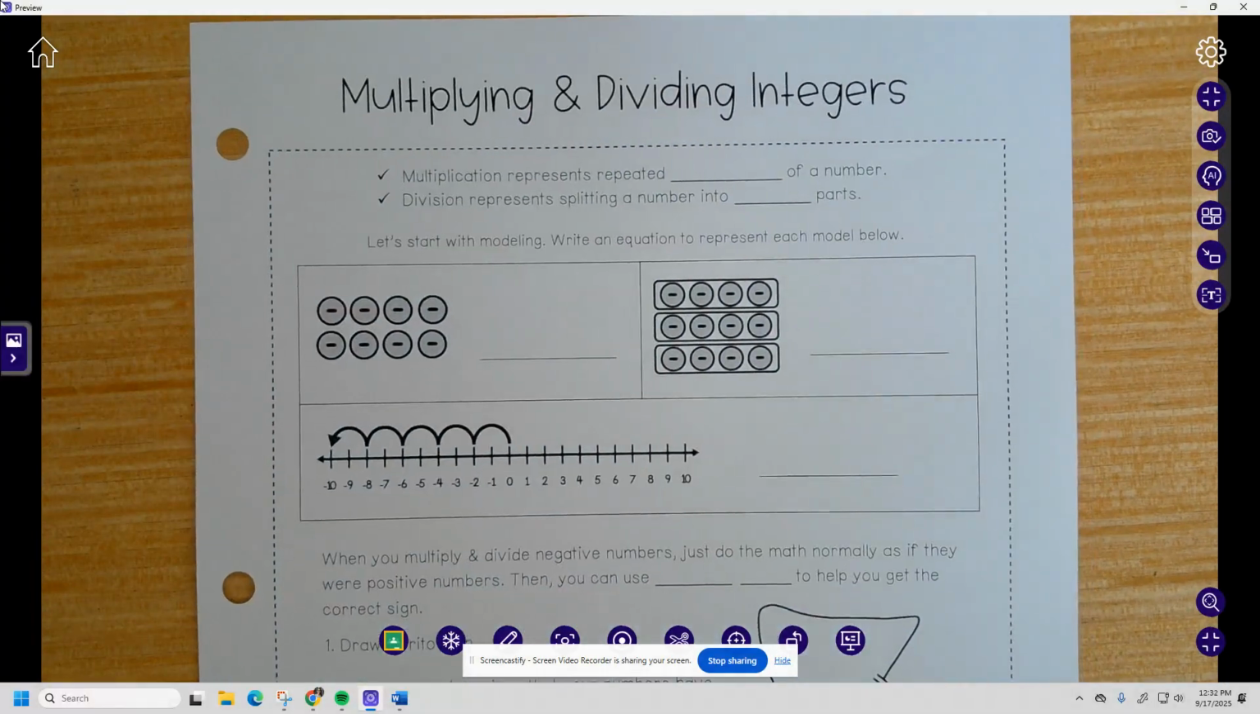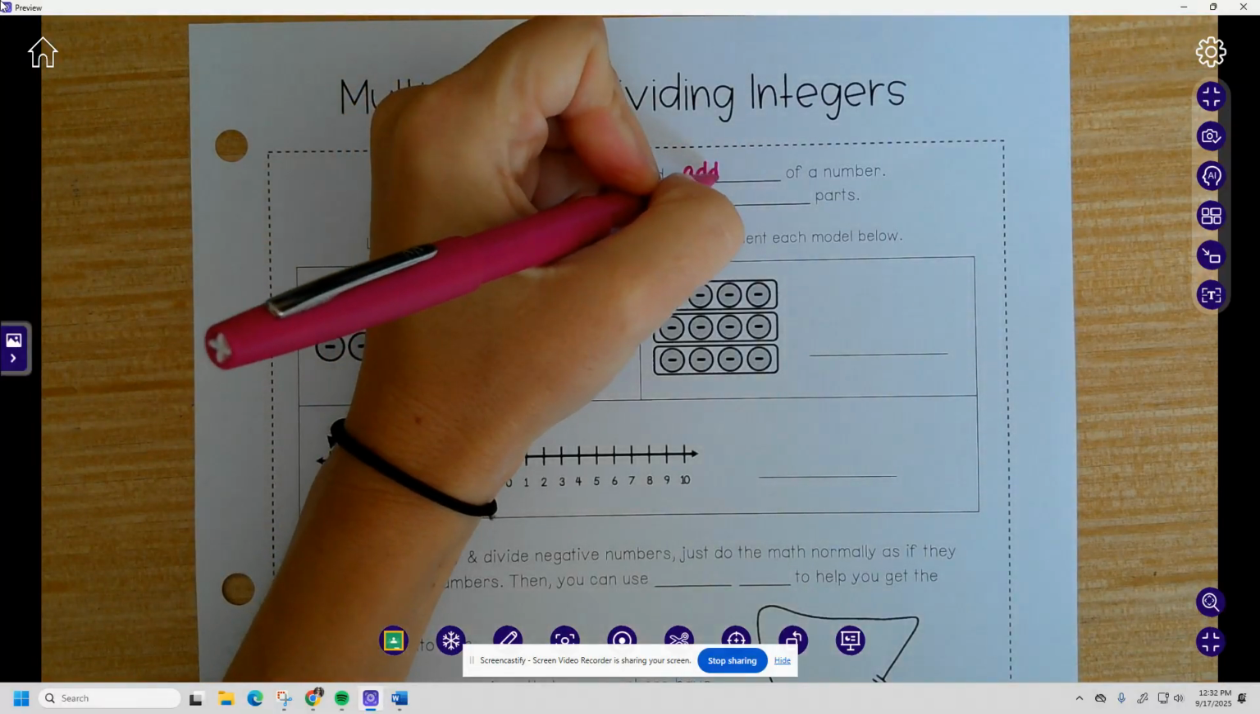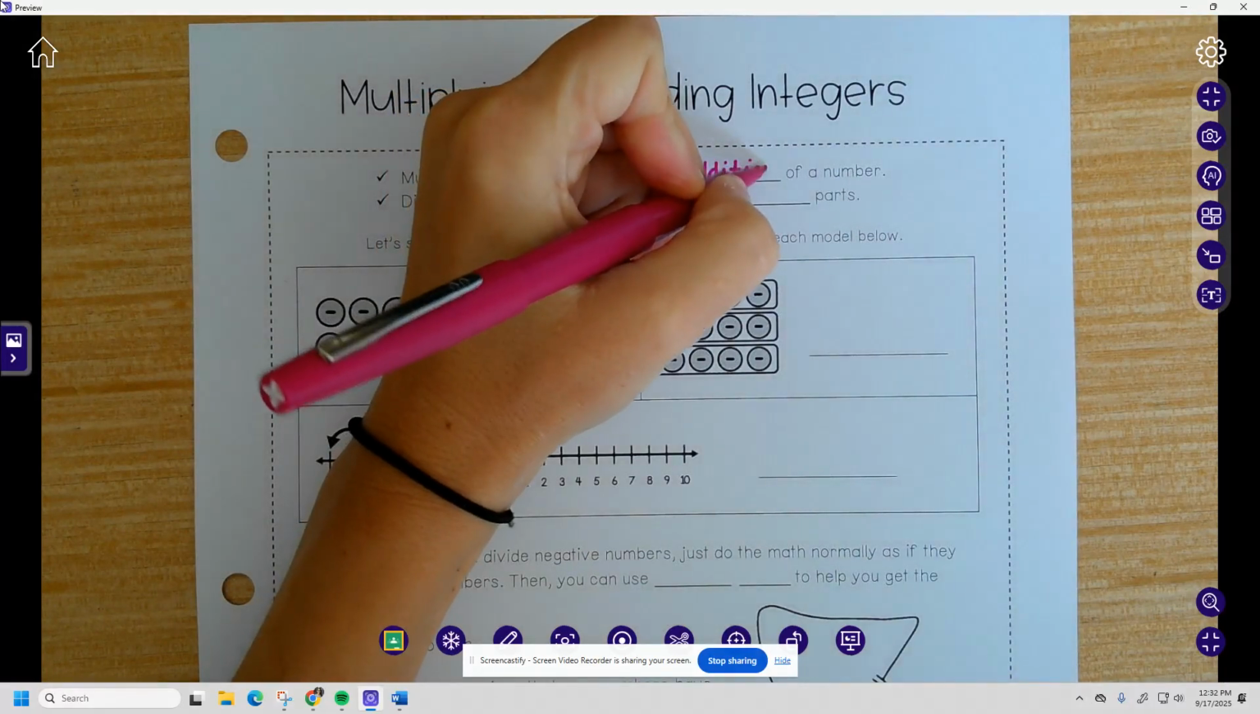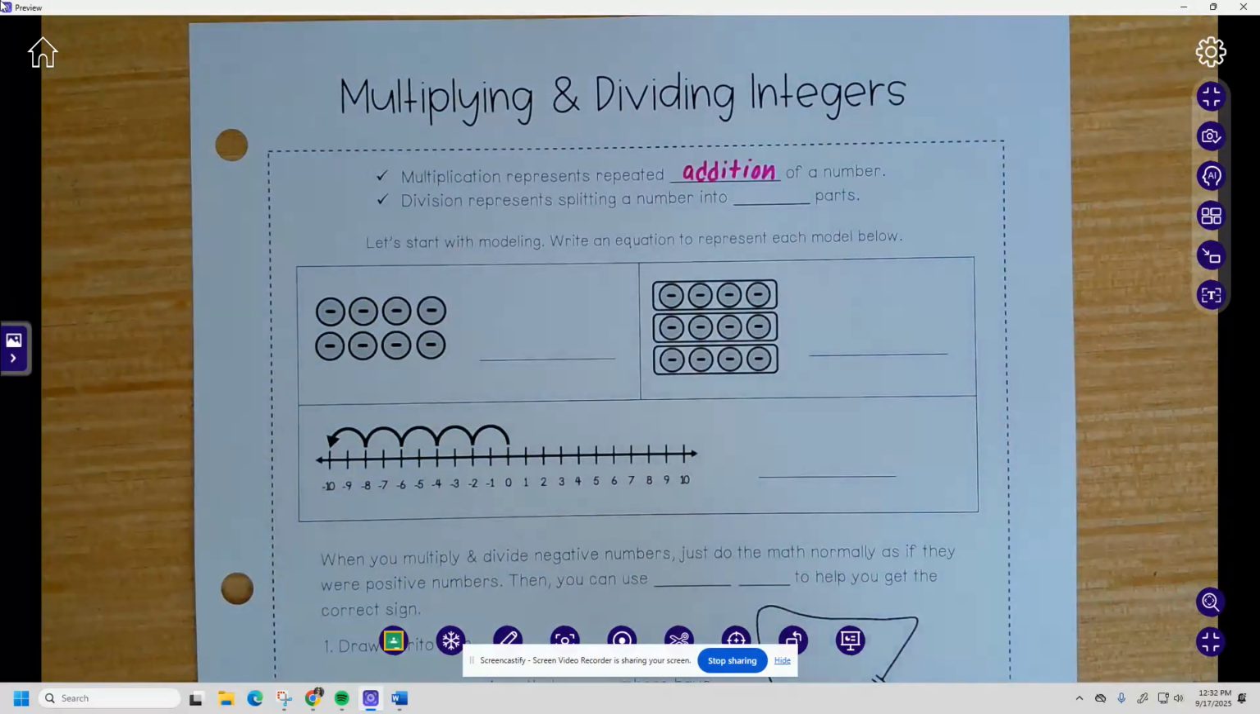So multiplication represents repeated addition of a number. So just think about what happens when you're multiplying. If you're doing 4 times 5, you're just doing 4 groups of 5: 5 plus 5 plus 5 plus 5. Or 5 groups of 4: 4 plus 4 plus 4 plus 4 plus 4.